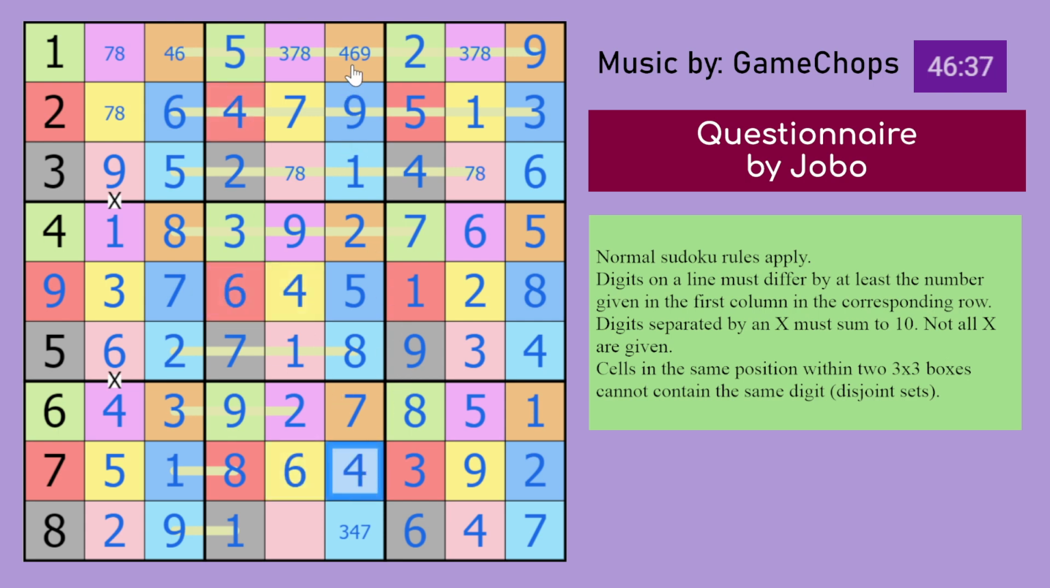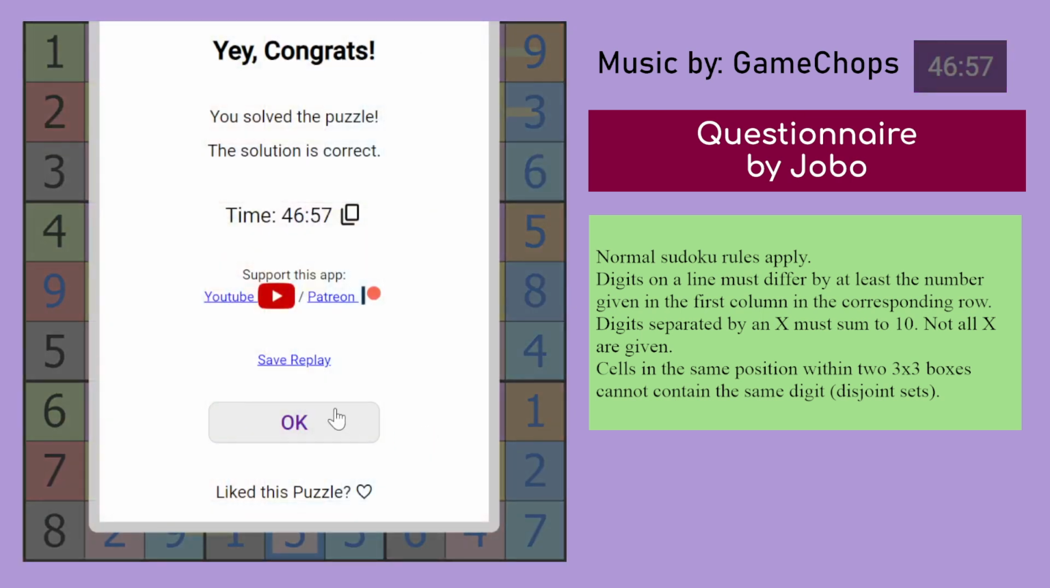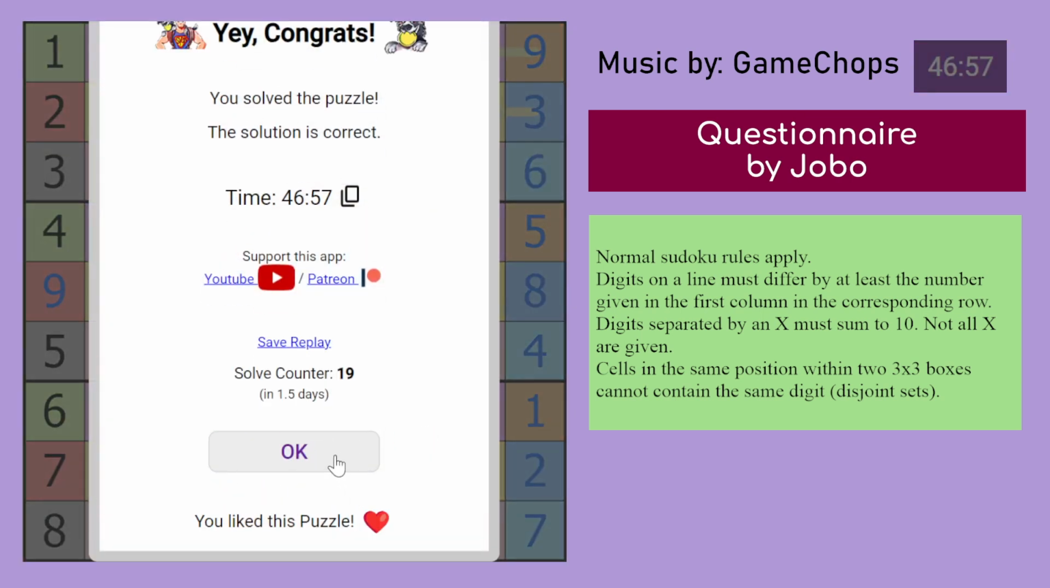6, 4. This, well, this is not 4, 7, that's 3. So this must be 6. This is not 7, so that's 8. That's 7. This is 8. So that's 3. So that's 7. So that's 4. That's 8. And the last digit here has to be 5. Solving the puzzle. Hey, well, this was nice.